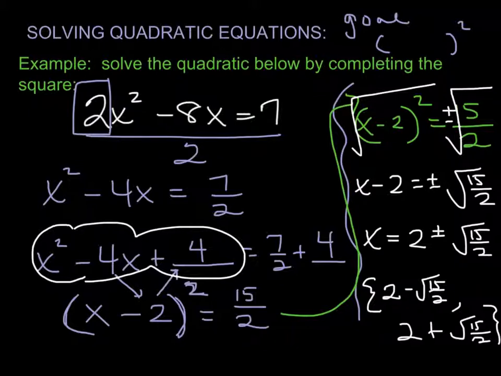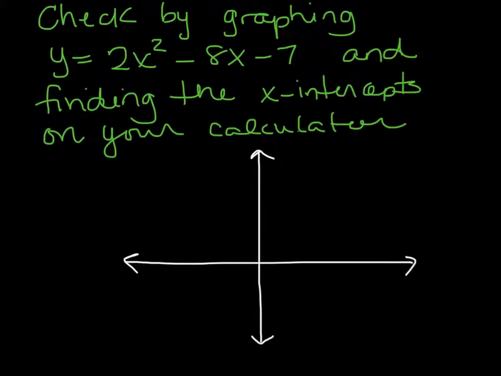So if I were trying to check this, what I would do is bring the 7 over and get it all on one side so I could graph that parabola. That parabola is opening up. If you graph it on the calculator, this is really just a rough sketch. It would have a y-intercept of negative 7. So it would look something like this. Again, this is just a rough sketch.